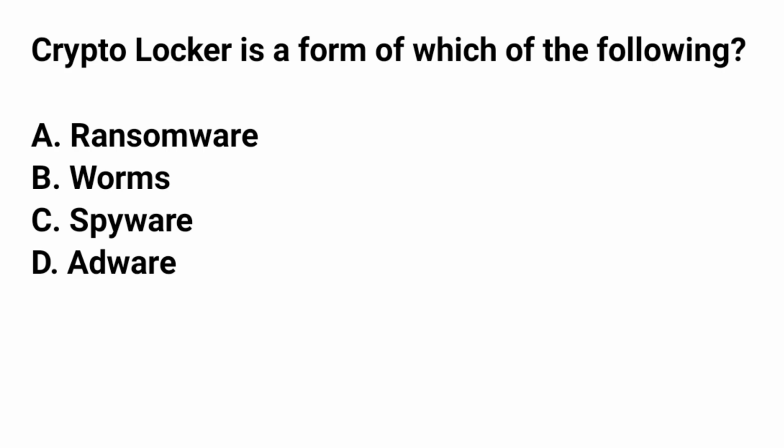Crypto locker is a form of which of the following? A. Ransomware. B. Worms. C. Spyware. D. Adware. Correct answer is A. Ransomware.